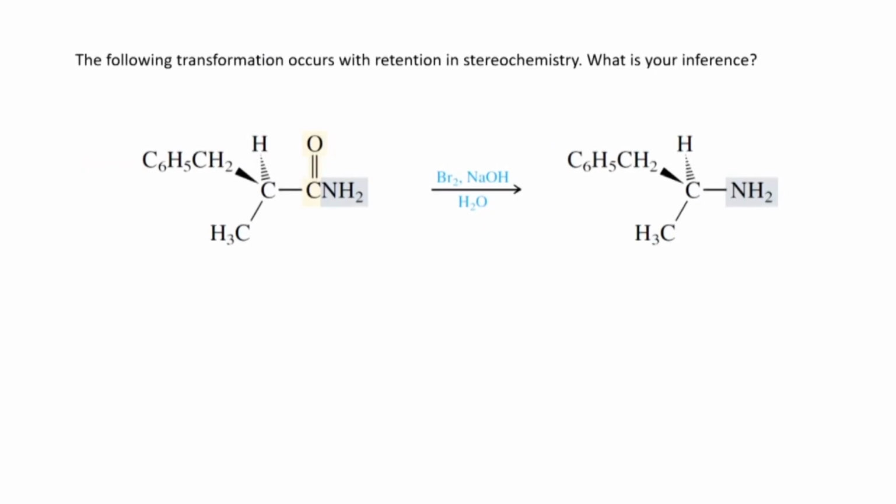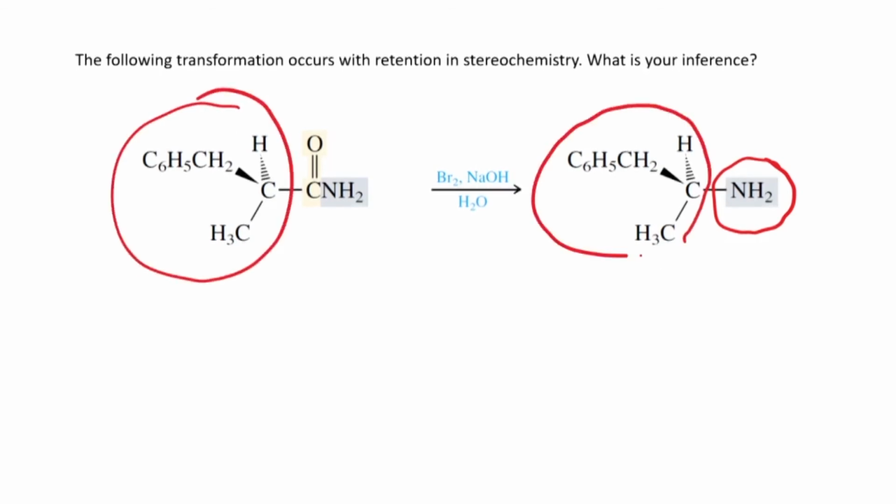So you start with this amide, react it with Br2 and NaOH, and you get this amine. The question here is that the following transformation occurs with retention in stereochemistry, and what is your inference? Again, it's important for us to understand that if there was a long-lived intermediate, such as a carbocation, or even to some extent, sometimes, radicals, not always, then there is going to be a racemization. So therefore, what we can suggest is that the reaction is actually a concerted reaction. So this group over here on the left essentially remains the same, and the CONH2 is replaced by an amine.